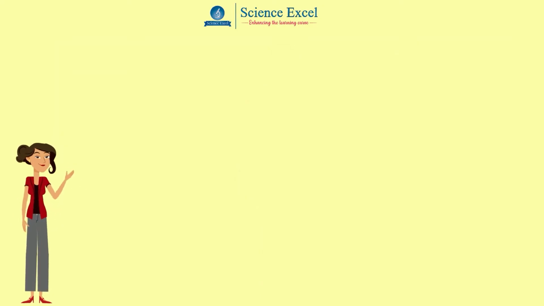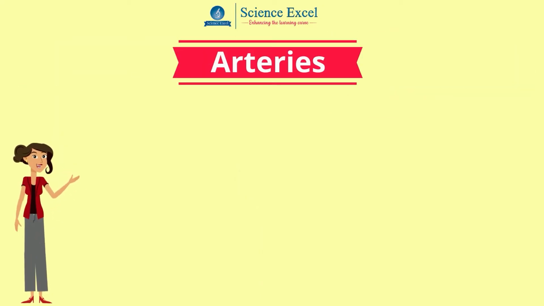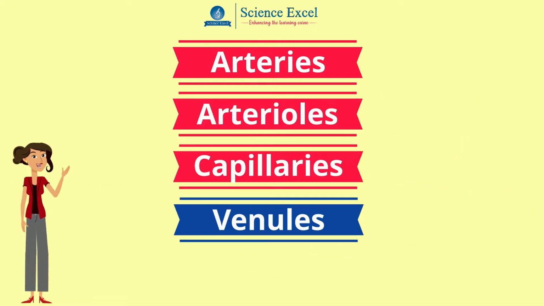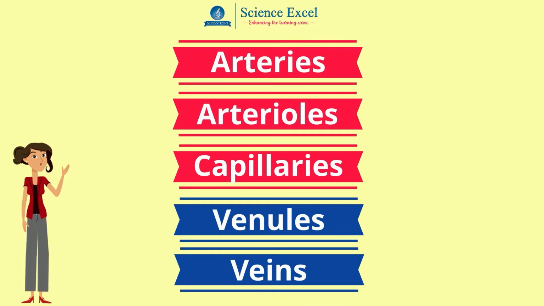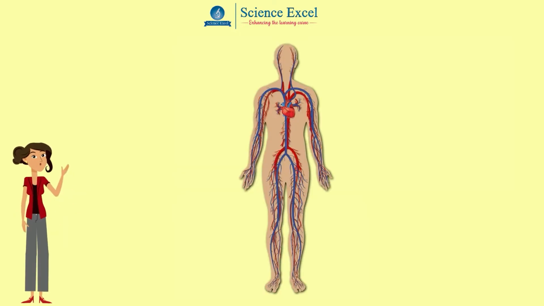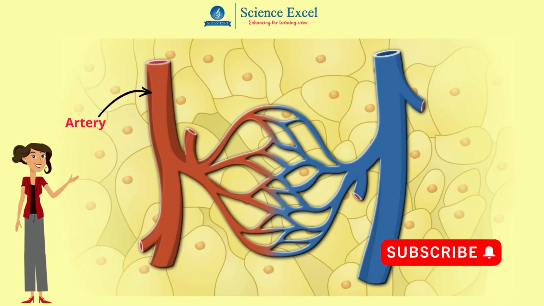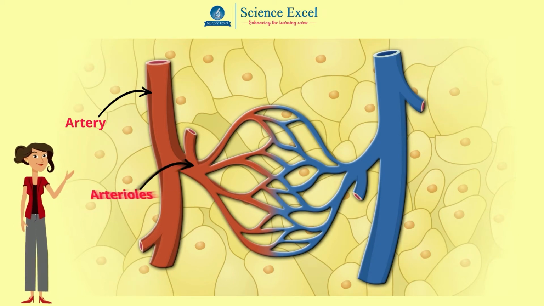The blood vessels consist of the arteries, arterioles, capillaries, venules and veins. Each one of these plays a very specific role in the process of circulation. Arteries carry oxygen-rich blood away from the heart, which eventually branch into smaller vessels called arterioles. The arterioles connect with even smaller blood vessels called capillaries.